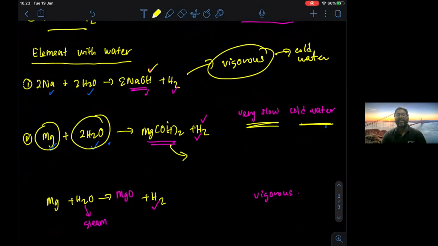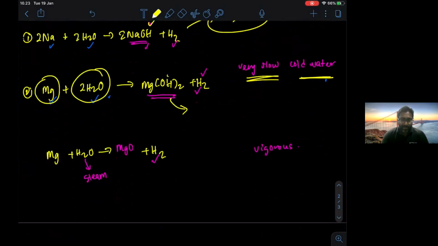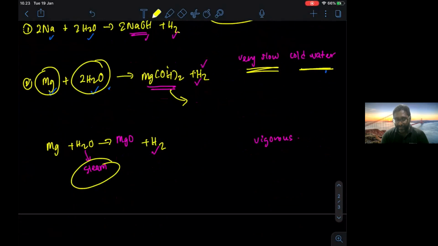But what if we try this with hot water, or for example with steam? You are going to have a reaction, and it is definitely going to be vigorous. But the product is not going to be magnesium hydroxide, you are going to get magnesium oxide. So this is one of the differences that takes place here.